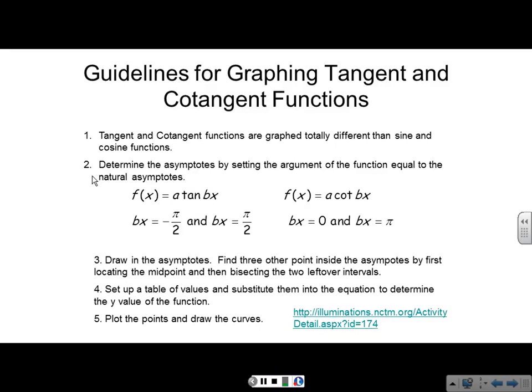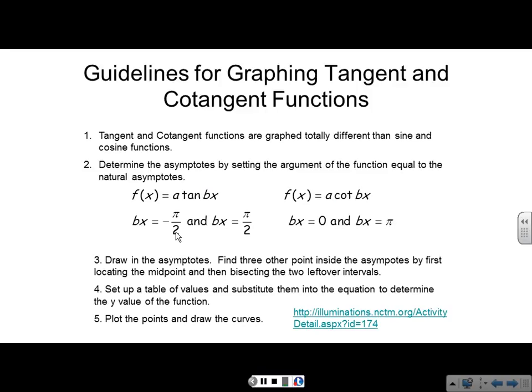So the second thing is to determine the asymptotes by setting the arguments of the functions equal to the natural asymptotes. And this is kind of like what we were doing earlier as far as doing a compound inequality, and I'll show you how to do that. So for tangent, here's your basic function for tangent. And you see that we still have the A, which is the amplitude. We still have the B, which is going to be the coefficient of your angle. And again, A is going to be the coefficient of your trig function.